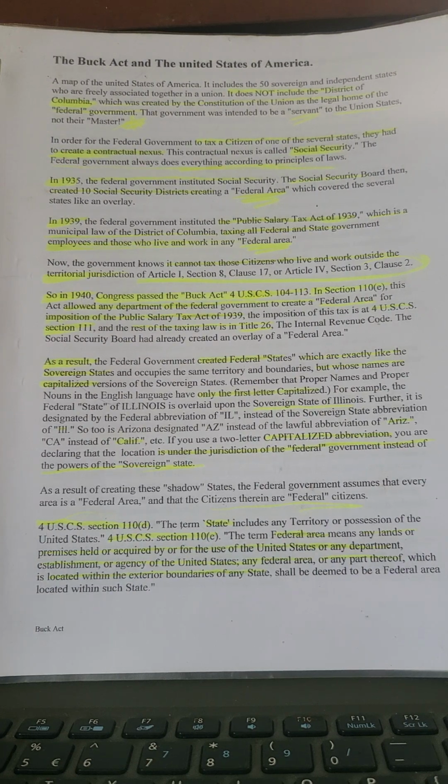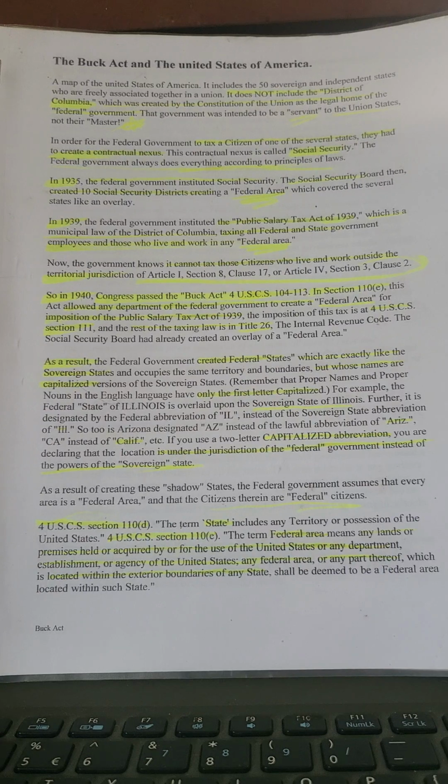This reading is the Buck Act of the United States of America. A map of the United States of America. It includes the 50 sovereign and independent states who are freely associated together in a union. It does not include the District of Columbia, which was created by the Constitution of the Union as a legal house of the federal government. The government was intended to be a servant to the Union states, not their master.